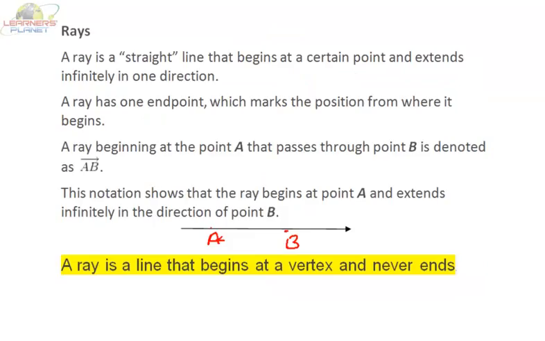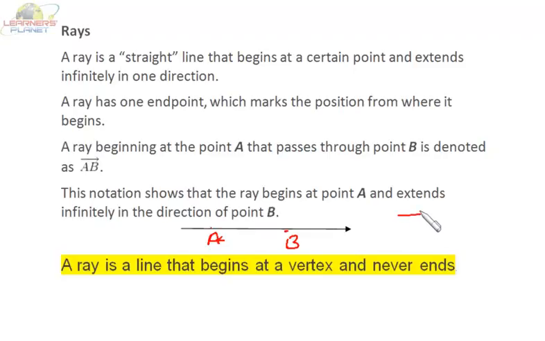Now let's see what rays are. A ray is a straight line that begins at a certain point and extends infinitely in one direction. Or we can say it's a part of a line and it has one endpoint and goes on endlessly in one direction. It has just one endpoint. Now we see over here a ray. It begins from point A, passes through point B, and goes endlessly in the direction of B. So a ray is a line that begins at a vertex and never ends. So it's a single arrow.